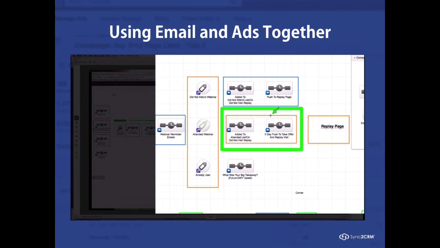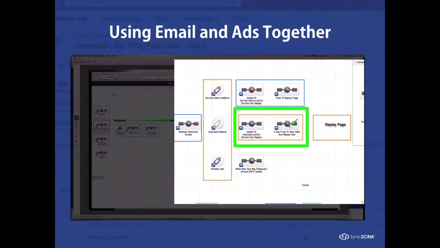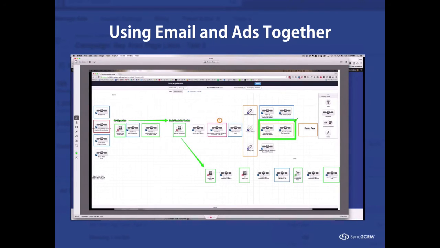The point being that these custom audiences, website custom or CRM custom audiences, and the emails that go together are planned at the same time and created at the same time. You create the ad at the exact same time and in the same way that you would create the email. So let's go look at how this custom audience and ad is set up, this time using Sync to CRM.